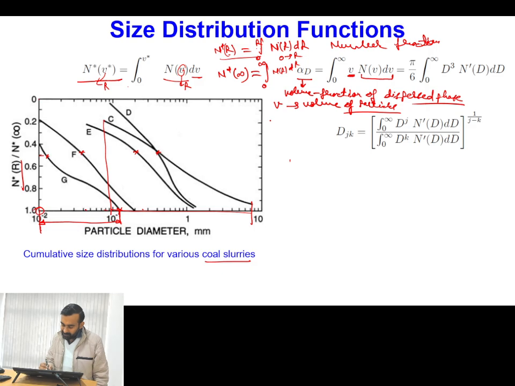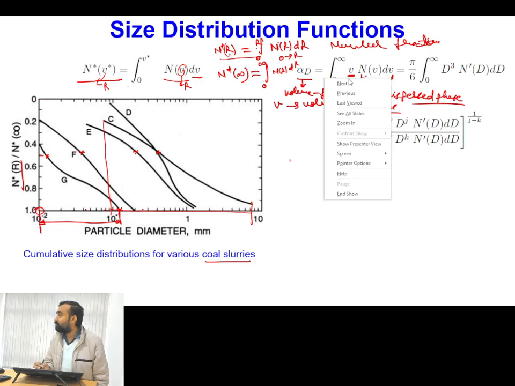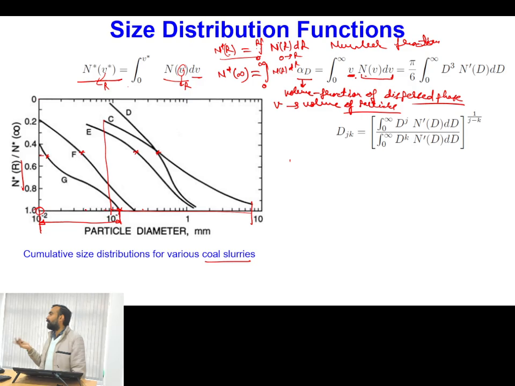So what I am saying is N(V) is the number. When N(V) is multiplied with V, what does it represent? It represents the volume of particles. Is this clear, or should I explain it again? Let me explain it again.